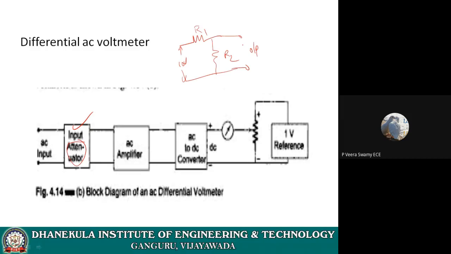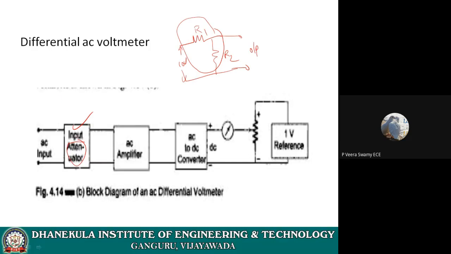If I apply a quantity to an attenuator, using the attenuator, the quantity may reduce. That means it's purely a resistive network. Attenuator is nothing but a purely resistive network. So attenuator is nothing but the exact opposite function to an amplifier.